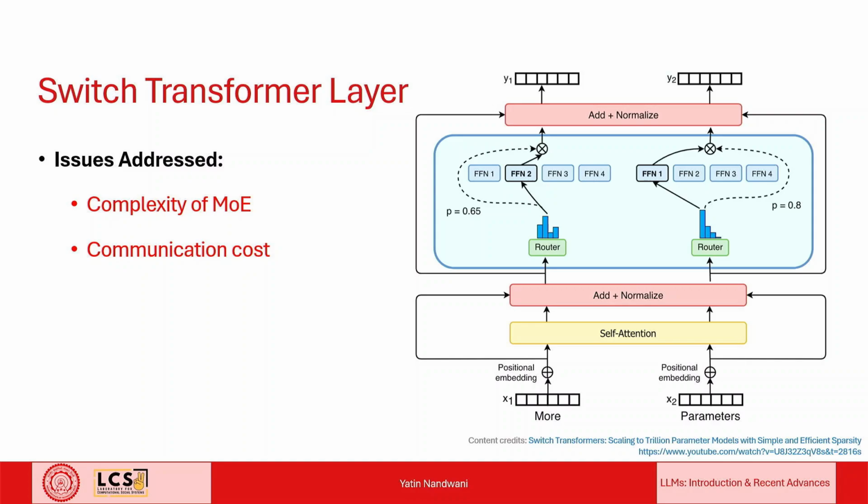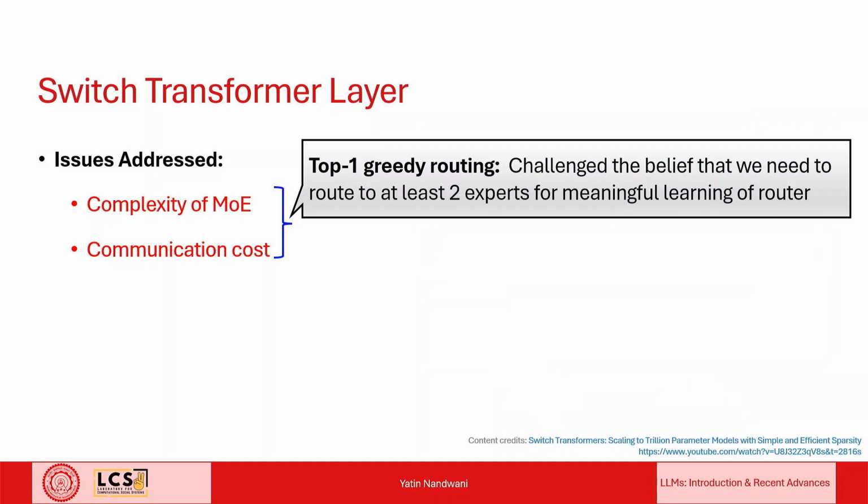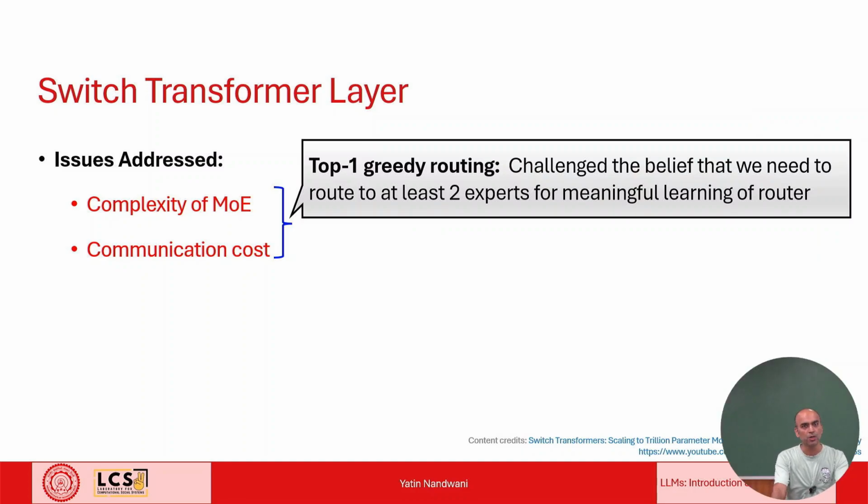So in the switch transformer layer, they claim that these are the things that they are addressing: complexity of MoEs and communication cost. Both of these are addressed by a simple design choice, which is to route only to a single expert. When you route to two experts residing on different GPUs or devices, then to get the output for that specific token, you need to collect them, because the output for a token is the sum of the outputs of different experts. That increases the communication cost. So this simple design choice reduces the communication cost, and it also reduces the complexity by definition.